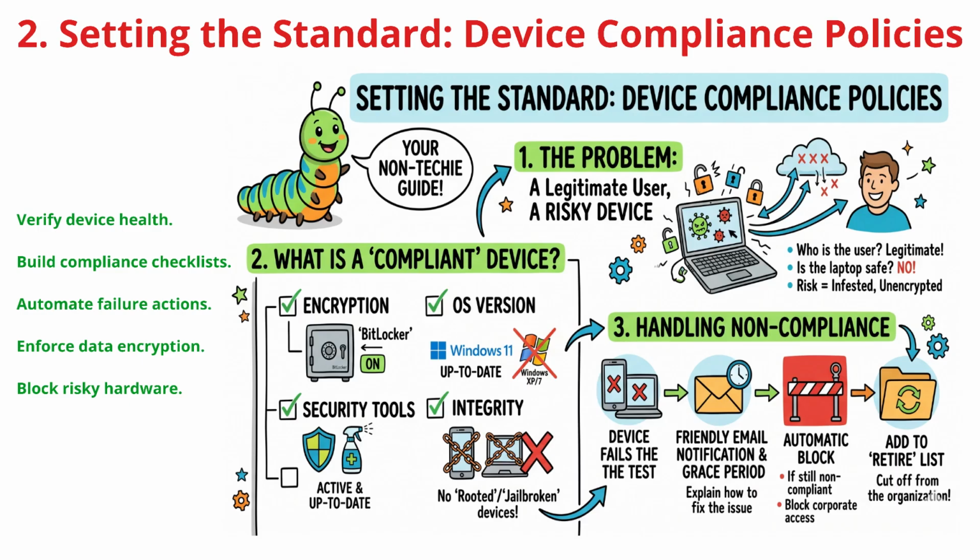But what happens when a device fails the test? You'll learn how to automate the enforcer role, sending friendly warning emails, setting grace periods, and ultimately blocking access or retiring risky devices automatically. Don't let a weak link compromise your security. Watch the full lesson to learn how to set the gold standard for device health.